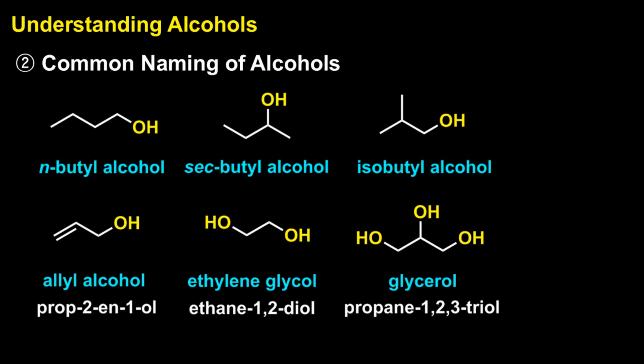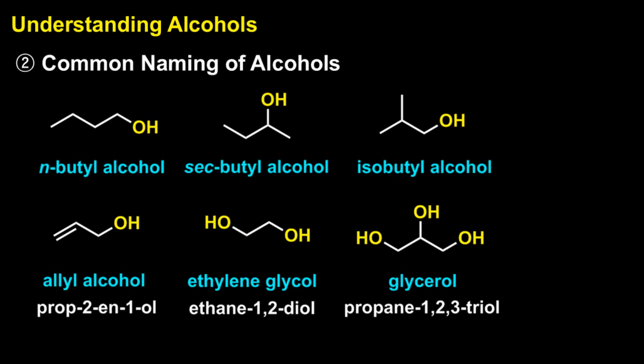Next, we've got some polyols. Ethylene glycol, which has 2 hydroxyl groups, is actually called ethane-1,2-diol. And glycerol with 3 OH groups becomes propane-1,2,3-triol in IUPAC naming. So once again, common names are handy, but IUPAC names give you way more detail.